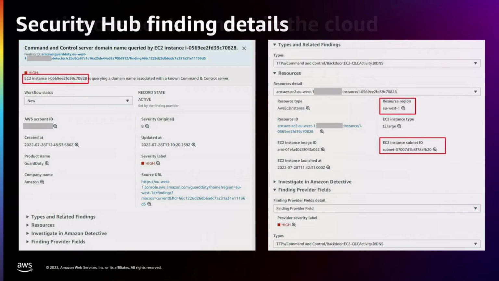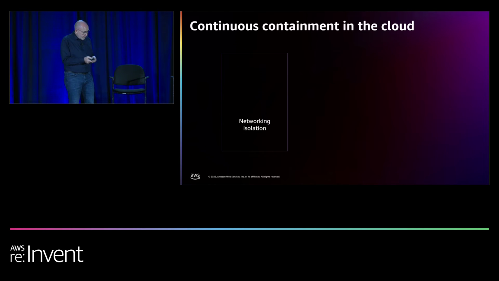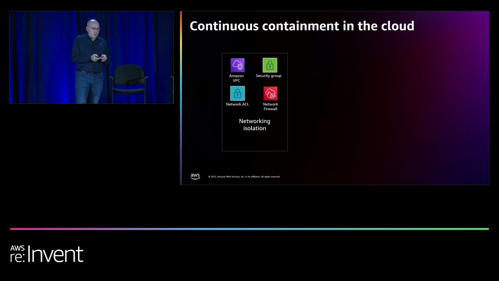So let's take a look at the next step here, and this is the continuous containment in the cloud. We're not talking about specific services. We're more talking about how you can leverage functionality of different services in order to help you. I want to start on the left-hand side with network isolation, and I've put in a couple of logos. You see, you have our virtual private cloud, security groups, network ACL, and network firewall. These are all components which can help you to isolate your machines from the network.